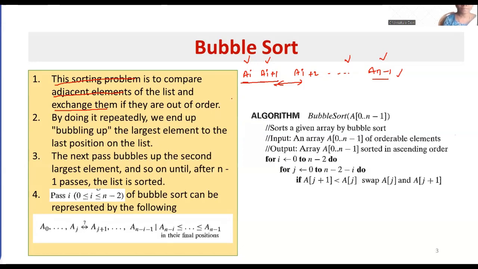This is going to continue until all the elements of your list are sorted. And after n minus 1 passes, we see that the list is in sorted order. Here you can see the pass i can run from 0 to n minus 2 of a bubble sort. It can be represented like this.